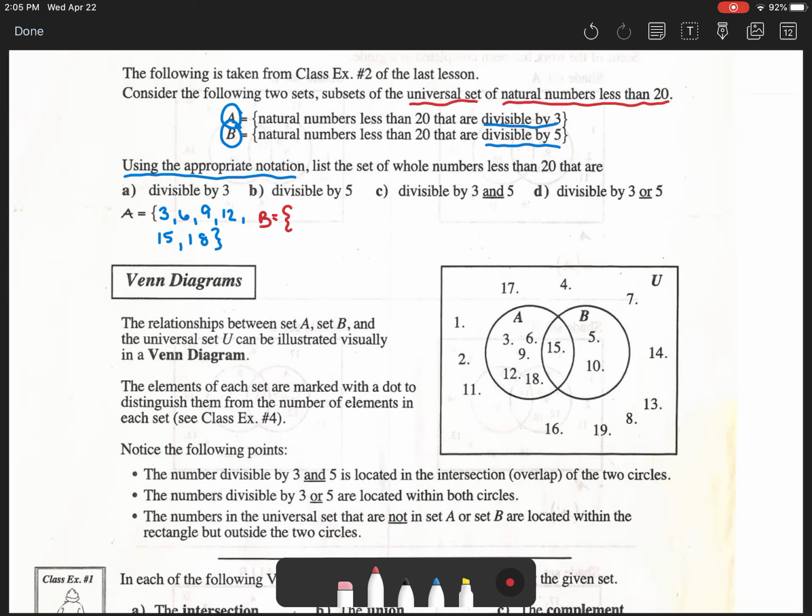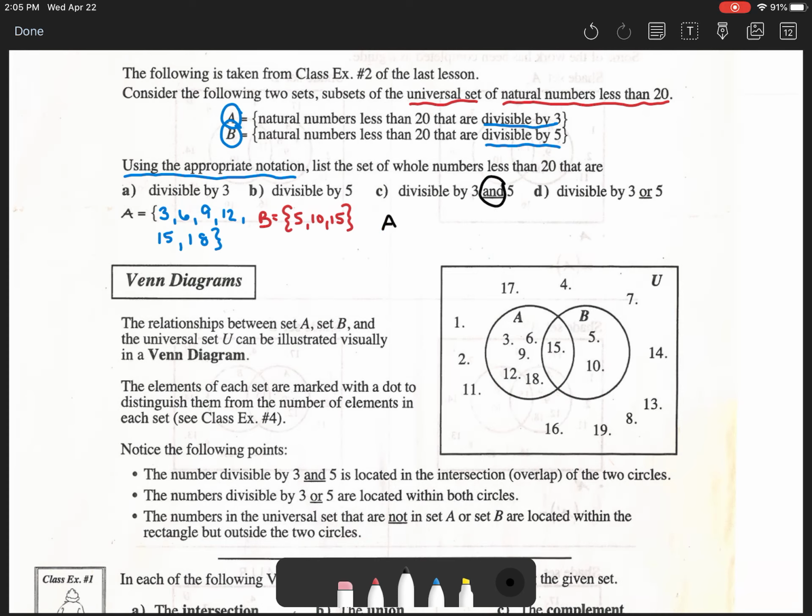Now in B, they want all the natural numbers divisible by 5 that are less than 20. So when I notate it properly, I put a capital letter B, equals, and then the curly bracket. So those numbers are 5, 10, and 15. Again, all values that we saw last day.